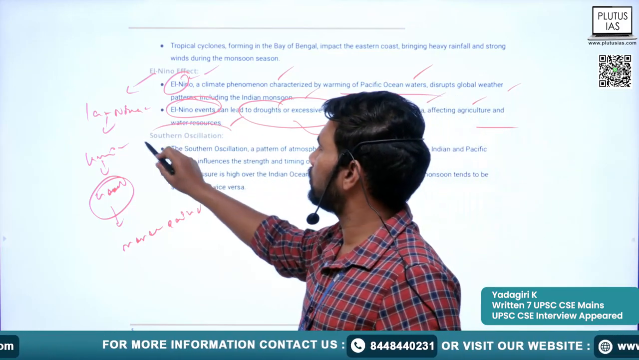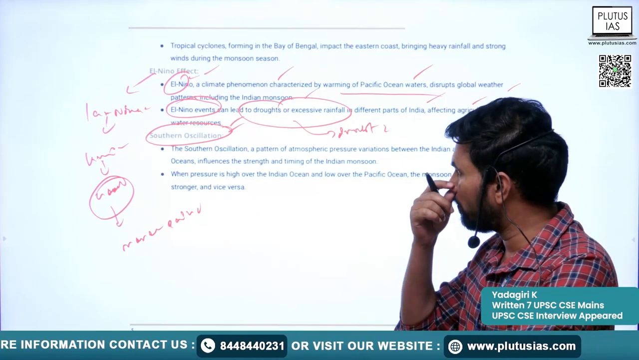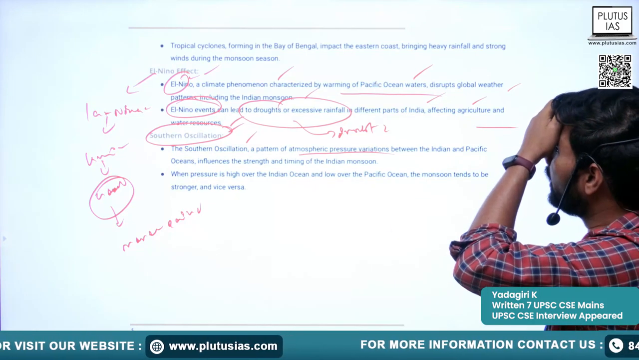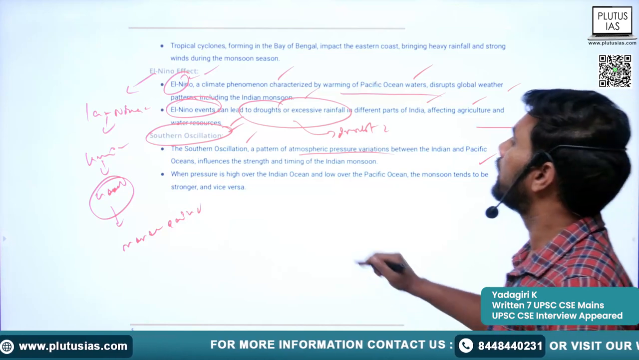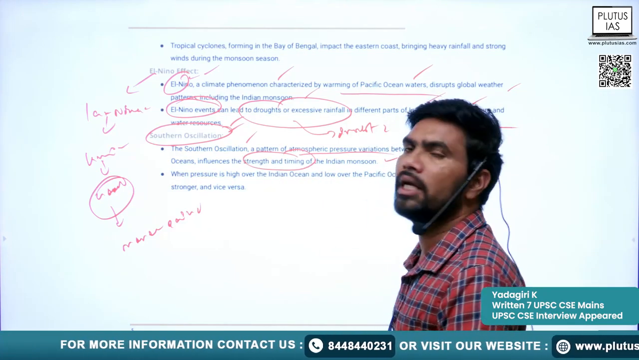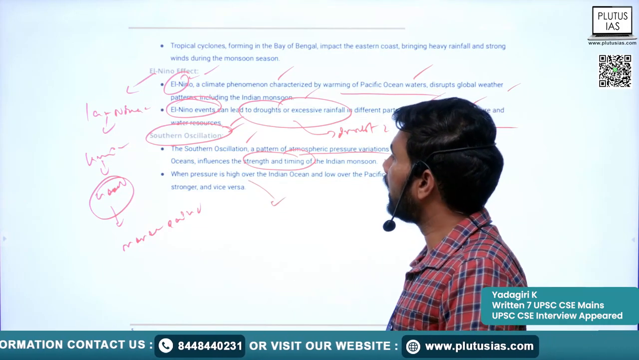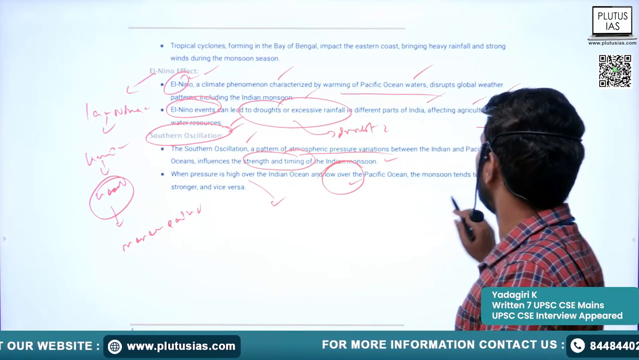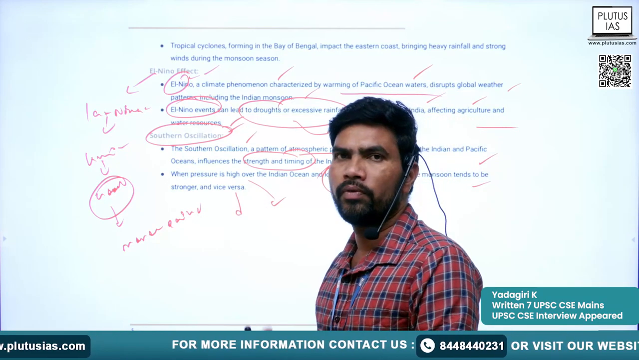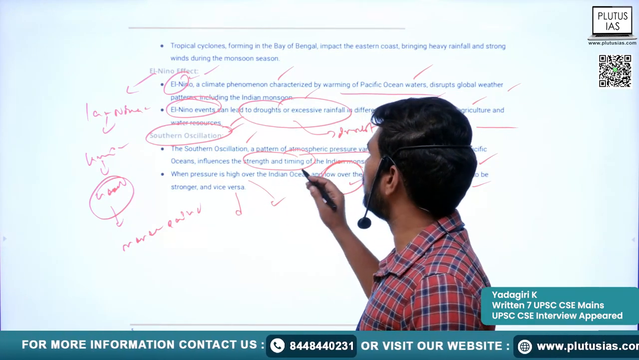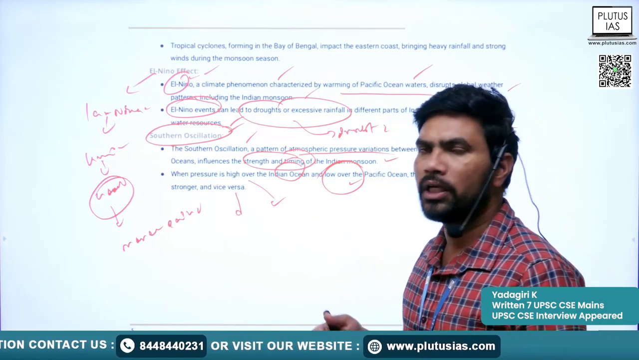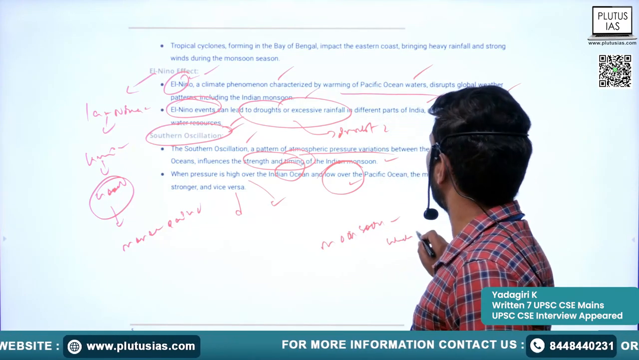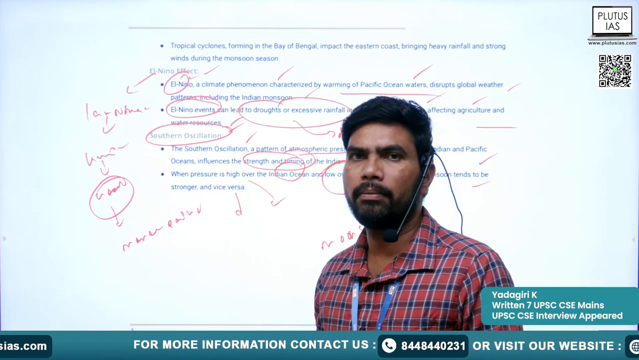Next one is Southern Oscillation. So Southern Oscillation is also important. The Southern Oscillation is a pattern of atmospheric pressure variations between the Indian Ocean and the Pacific Ocean. It influences the strength and the timing of the Indian monsoon. When the pressure is high in the Indian Ocean and lower over the Pacific Ocean, the monsoon tends to be stronger. So we will get more rainfall when the pressure is higher in the Indian Ocean. When the pressure is low in the Indian Ocean, the monsoon is also weaker. So these are the factors that are impacting the climate in India.